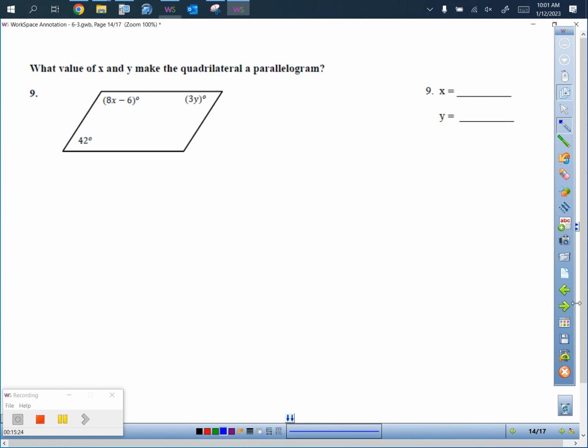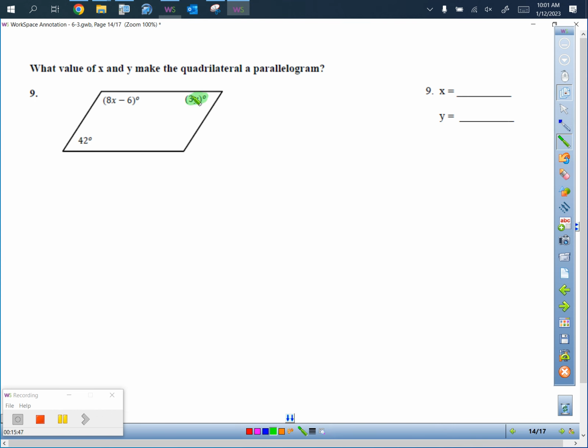All right, this is where the algebra steps it up. What value of x and y make this quadrilateral a parallelogram? So let's just start with a bit of an easier one. What is provided for us? Sides, angles, or diagonals? These are angles. You can look through the hierarchy and see what's true.